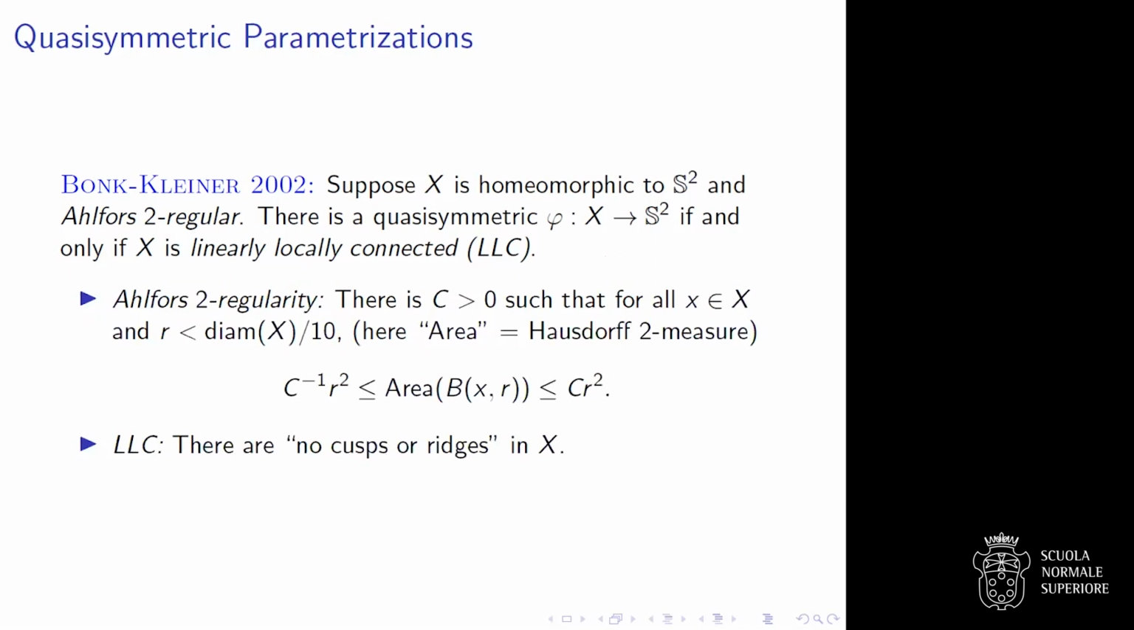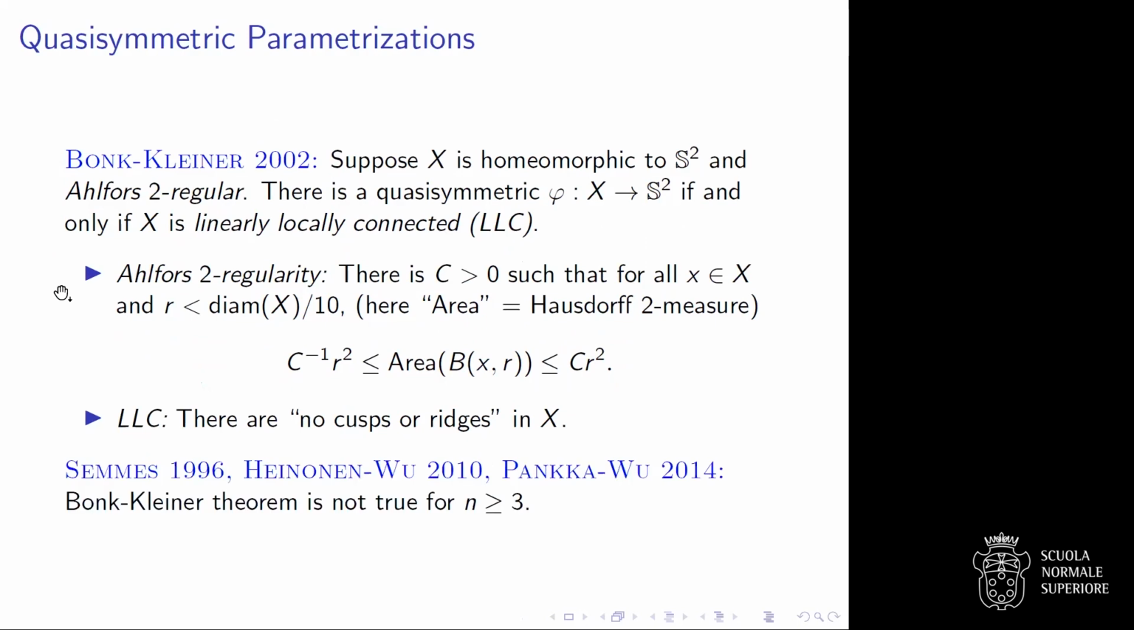Ahlfors 2-regularity means that the two-dimensional Hausdorff measure of every ball is comparable uniformly to its radius squared. So the Hausdorff 2-measure behaves like the Lebesgue measure in the standard two-sphere. And the LLC I'm not going to define. It's basically the same as what Pekka was talking about yesterday. But it is a connectivity condition which rules out cusps or ridges. So it's a quantitative connectivity condition on the space X.